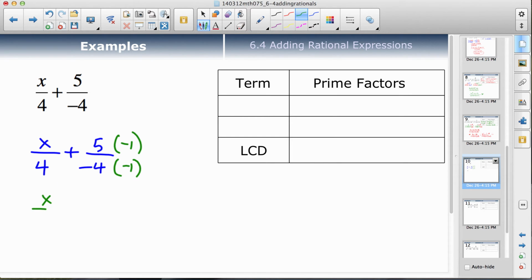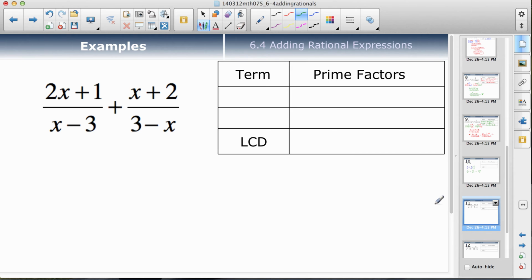So this will be x over 4 plus 5 times -1 would be a -5 over -4 times -1 now is a +4. That's just a quick little trick. And so denominators are the same, keep it 4, and on the top I'll have x plus a -5 or x minus 5.